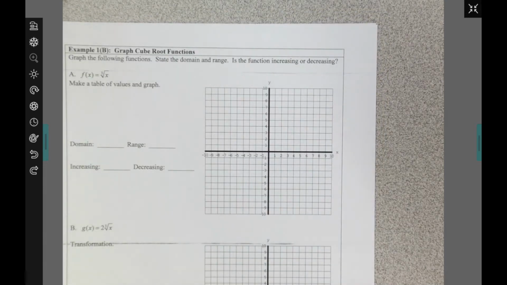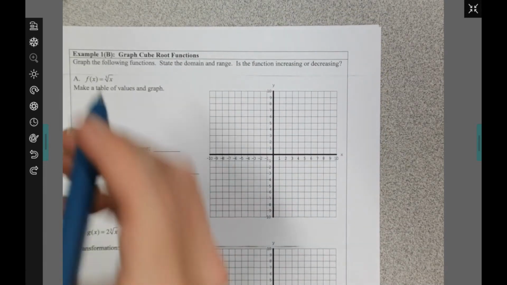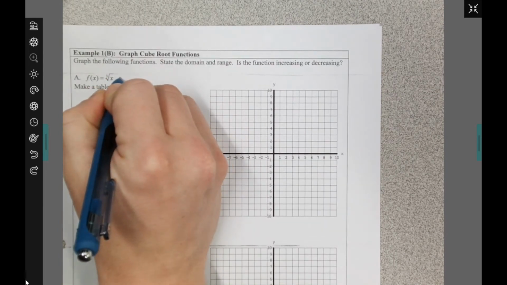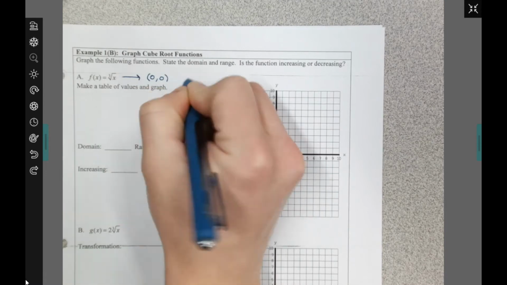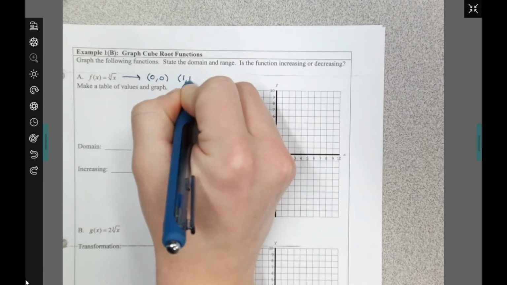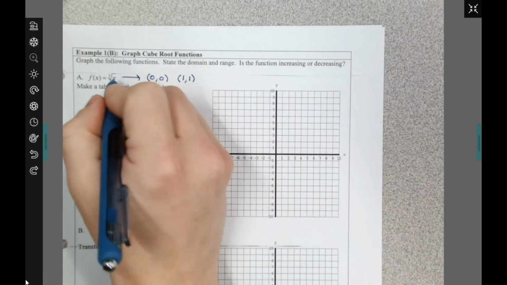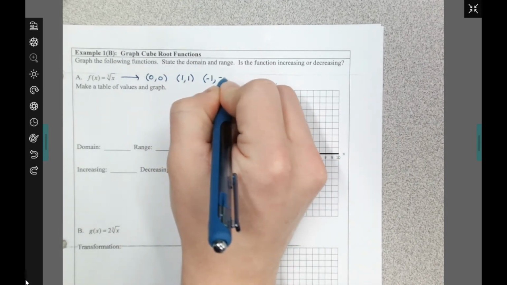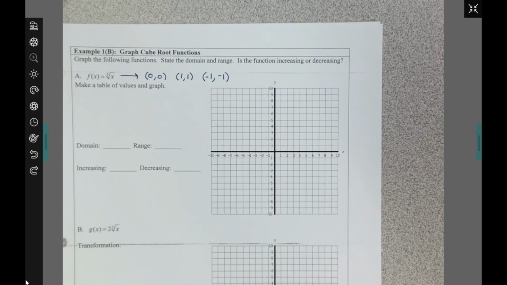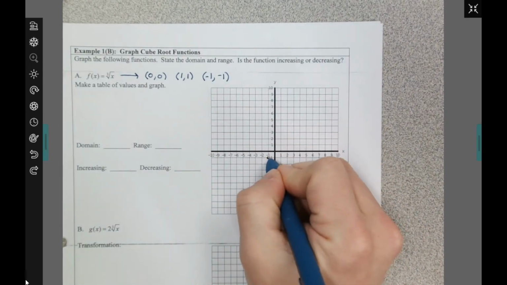Cube roots. Again, they want you to make a table of values. I'm not going to do that. For a cube root, you're always going to have the point 0, 0 for the parent function, 1, 1. And then a cube root, we can actually take the cube root of a negative number. So I'm going to go with negative 1. Cube root of negative 1 is negative 1. So I'm going to go ahead and put those 3 dots on my graph.